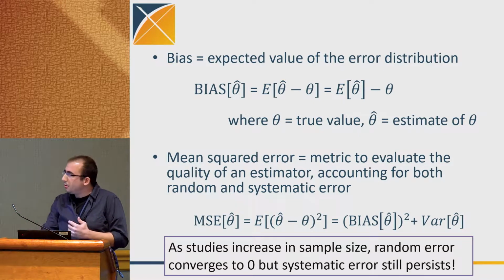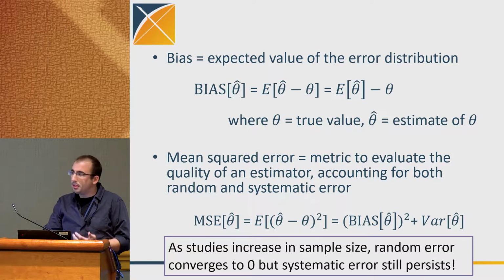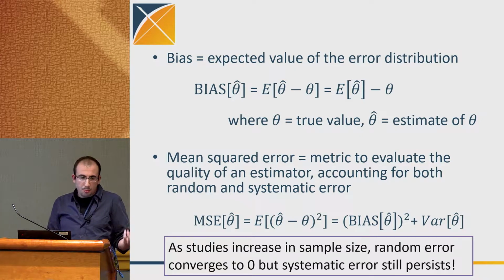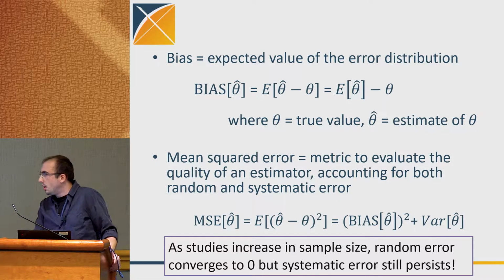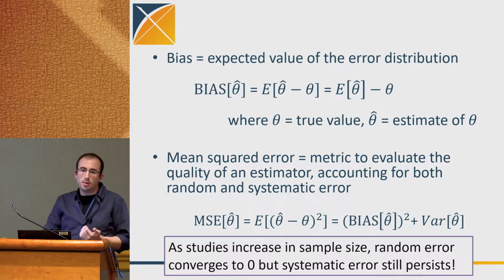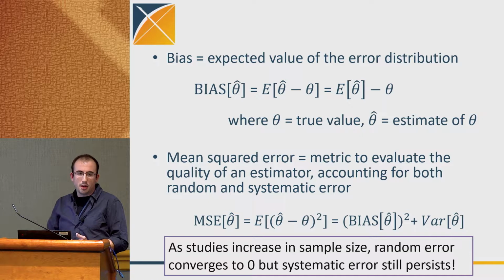Whenever we're estimating a certain parameter, if we want to evaluate how well we're doing, we need to use some metric like the mean squared error, which is a combination of both our systematic error and our random error. And the thing is that with the increasing sample sizes that we have when we're doing observational studies, we tend to get even smaller confidence intervals around the wrong thing. So we're more certain about the wrong thing.